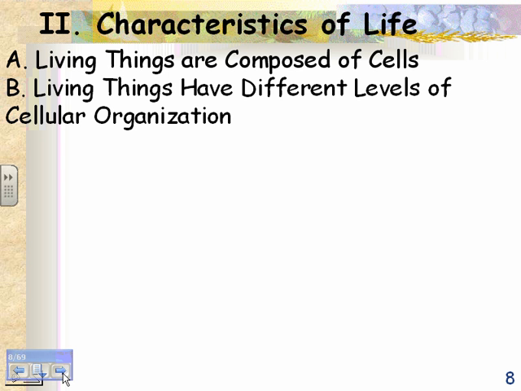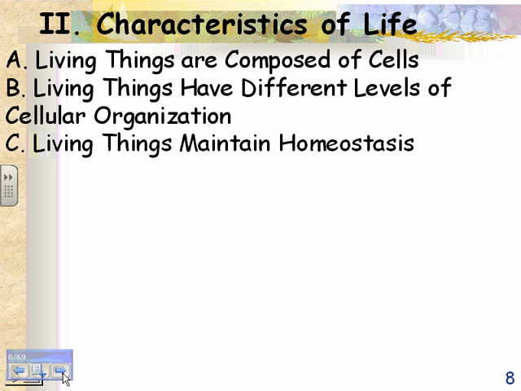Living things have different levels of cellular organization. So in each cell, there is DNA, for example. Each cell has ribosomes. Each cell has cytosol, the goop inside the cell. So we'll look at the different things inside cells. Living things maintain homeostasis. This is a concept that we're going to talk a lot about.